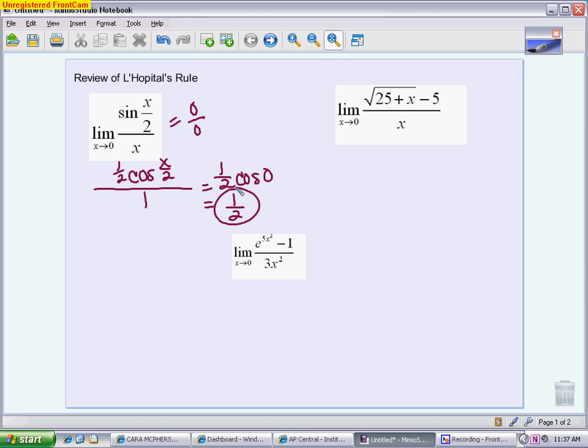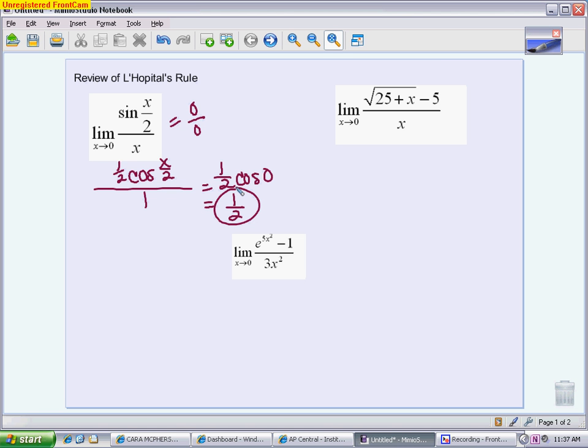The second one is an example of one that you could do algebraically, and I do not care which way you do it on a test. If you want to do it algebraically, you would rationalize. You would multiply by the conjugate on the top and bottom, which would be the square root of 25 plus x plus 5 over itself. I'm going to go through and do it with L'Hopital.